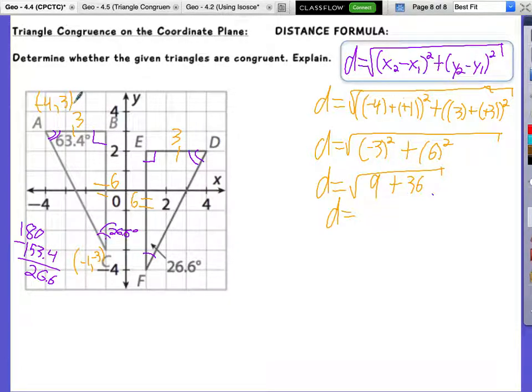Okay. Let's see what you found. 9 plus 36 is 45. Okay, so the distance of this is the square root of 45. We could simplify that. We're not going to right now. It's 6.70820393. Well, aren't you a try hard. Okay, or it is 3 times the square root of 5.